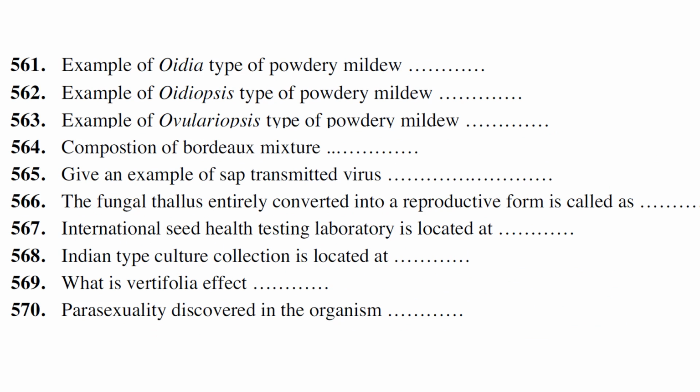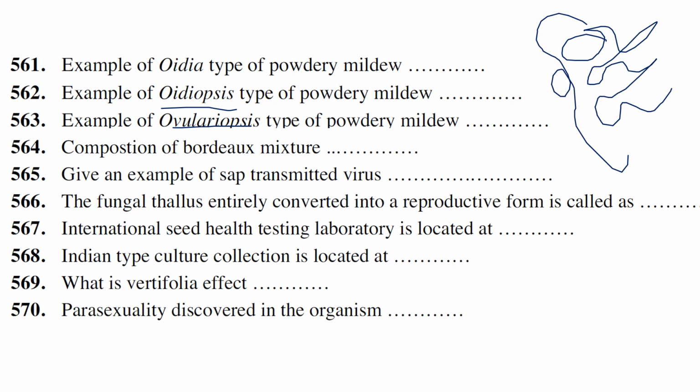Example of erysiphe type, example of leveillula type, example of phyllactinia type of powdery mildew. There are 3 types of powdery mildew that we know very well: erysiphe type, leveillula type, and phyllactinia type. The standard examples are Erysiphe for the first, Leveillula for the second, and Phyllactinia for the third. Erysiphe is ectophytic, Leveillula is endophytic, and Phyllactinia shows both ectophytic and endophytic kinds of mycelium.